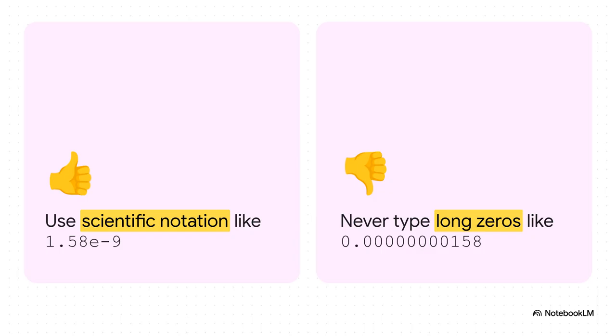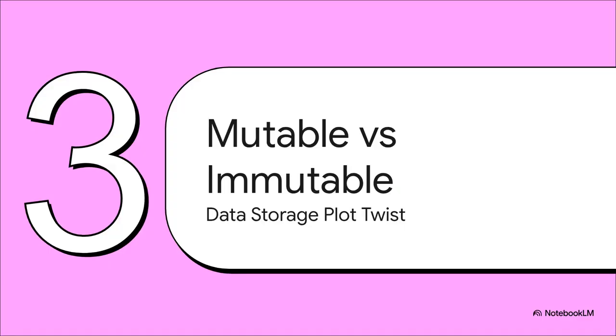Typing out long strings of zeros is a massive trap. Seriously, don't do it. It's incredibly difficult to read, and miscounting just one single zero can silently ruin an entire calculation without throwing a syntax error. It's a literal debugging nightmare. Instead, always use scientific notation, represented by an e or E. It's significantly cleaner, way safer, and it immediately communicates the exact scale of the number to anyone else who might be reading your code.